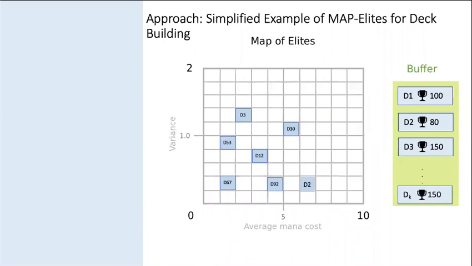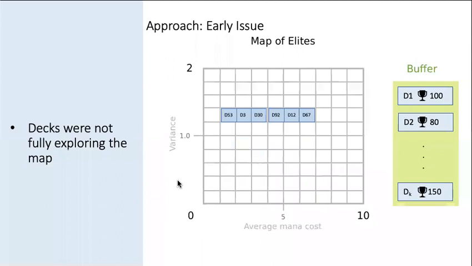If it's not possible to have all the cells full of these high performing decks, you definitely want decks along, the whole point was we want decks that vary along these different dimensions of both average mana cost and variance. But we were finding, and part of why we added this modification to MAP-Elites, what we call sliding boundaries, is that this is really what we were getting. And there are reasons for it.